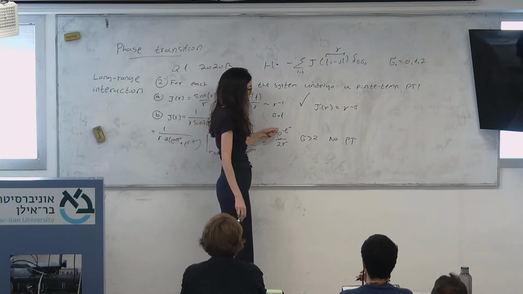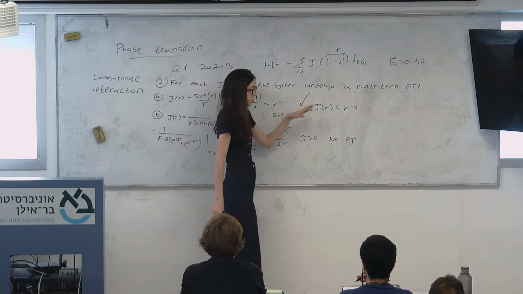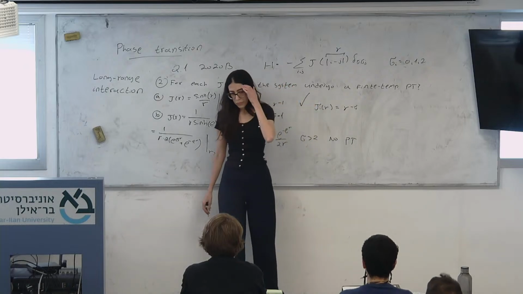Because it's exponential decay. Exponential decay is always faster than power.